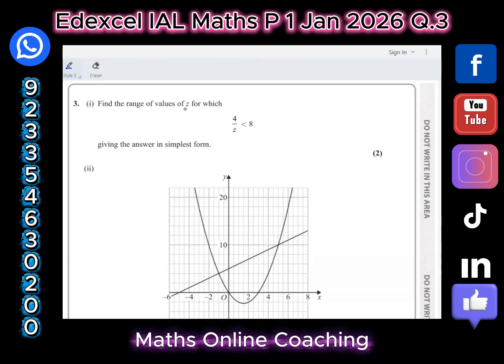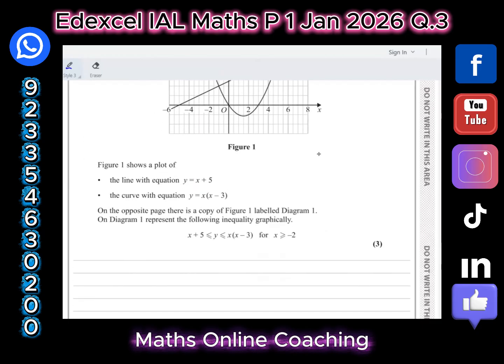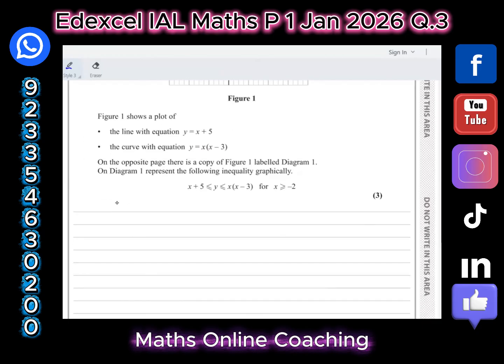Find the range of values of z for which 4 by z is less than 8, giving the answer in simplest form. Here we have to find the values of z which satisfy this inequality. So we have to solve the inequality 4 by z is less than 8.